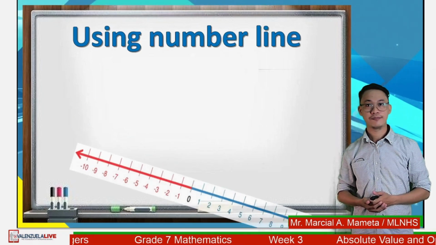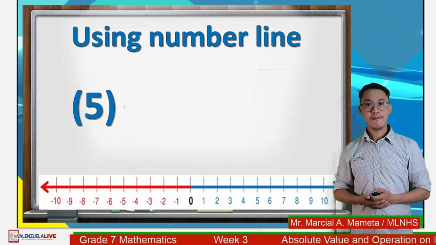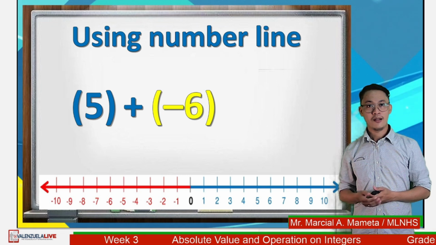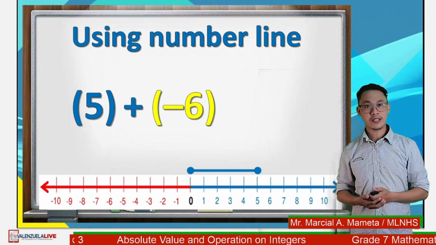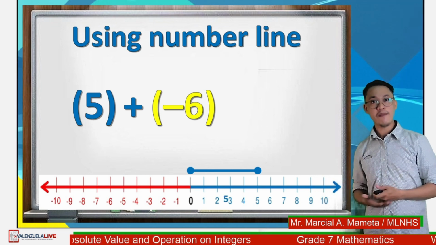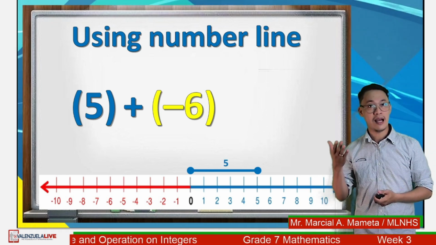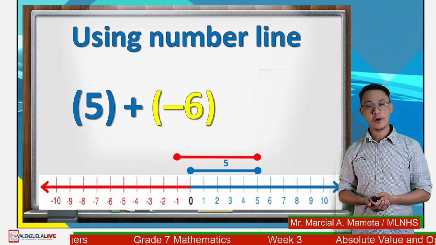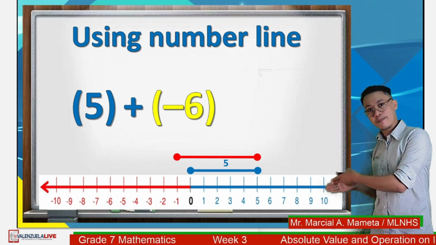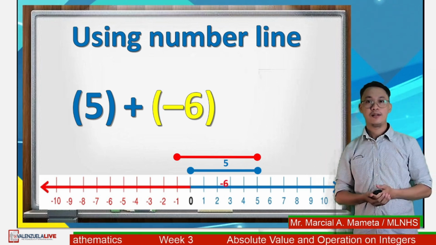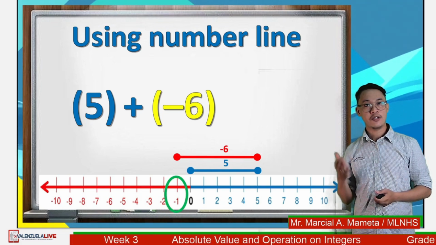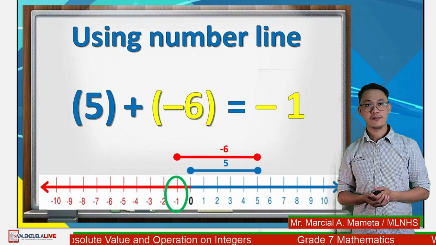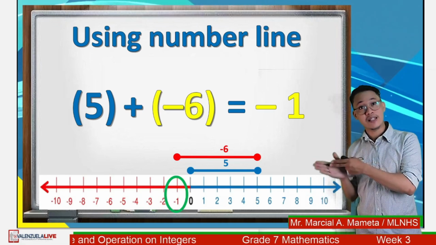Another example. 5 plus negative 6. So again, from 0, let us trace the line segment from 0 to 5. And let's add negative 6. So therefore, we have our difference from the line segment. It stops at negative 1. So the answer is negative 1, the difference of 5 and negative 6.